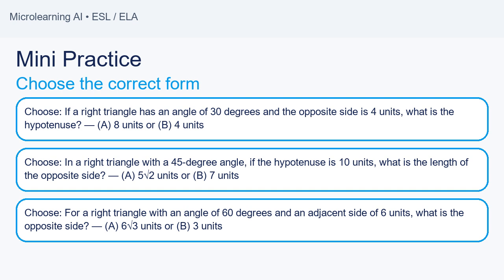3. For a right triangle with an angle of 60 degrees and an adjacent side of 6 units, what is the opposite side? A. 6 root 3 units or B. 3 units. Answer. Option A.